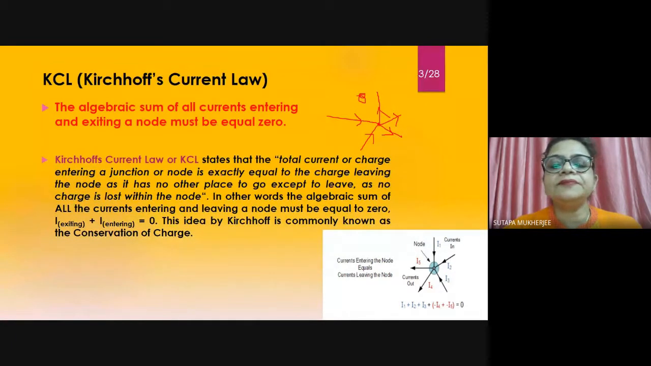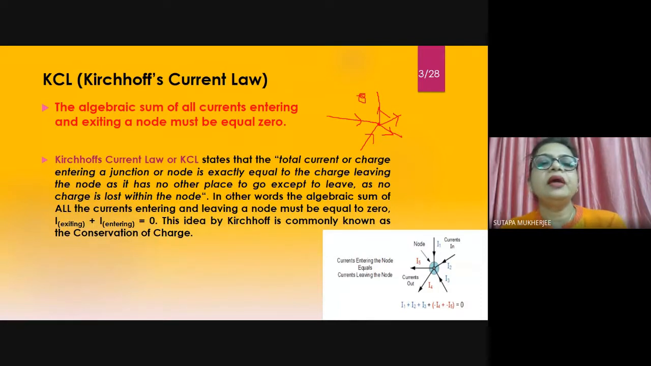It states that the total current or charge entering a junction or node is exactly equal to the charge leaving the node, as it has no other place to go and no charge is lost within the node. In other words, the algebraic sum of all the currents entering and leaving a node must be equal to 0. This idea by Kirchhoff is commonly known as the conservation of charge.